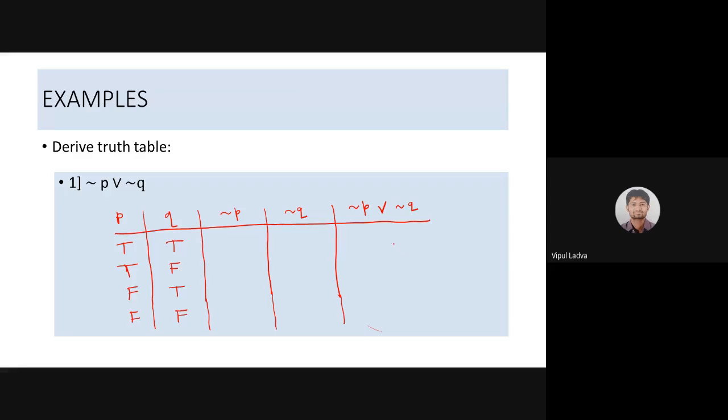Can you prepare the last column? I'm giving you 2 minutes. Actually, 2 minutes is quite a big amount of time for such a silly question, so I'm giving you just 20 seconds. Can you give me the last column?